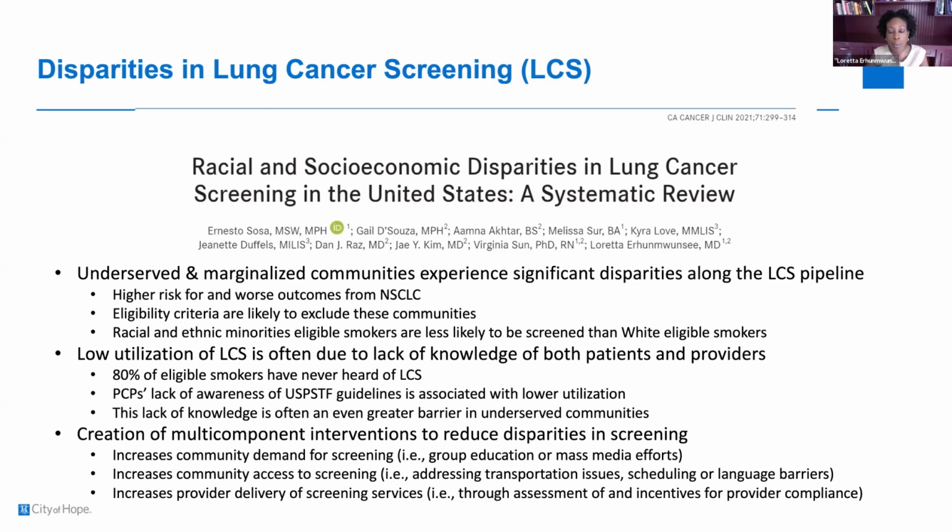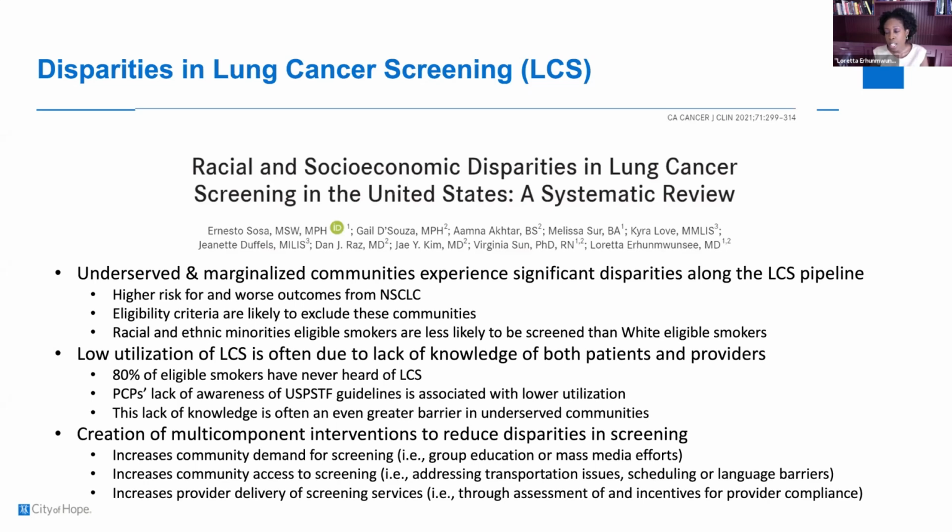And so when we consider some of the issues around lung cancer screening disparities, and particularly low utilization, we understand that many times it is due to a lack of knowledge of both patients and providers. Many patients or eligible smokers have no idea about lung cancer screening, and certainly, as we discussed earlier, primary care physicians many times lack awareness around the guidelines. And these barriers and this lack of knowledge might even be greater in underserved communities.